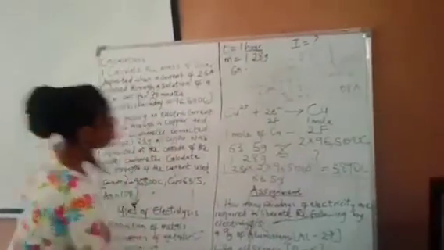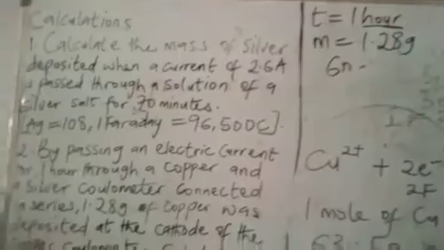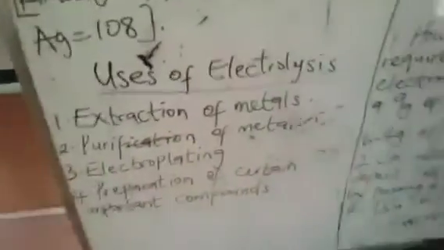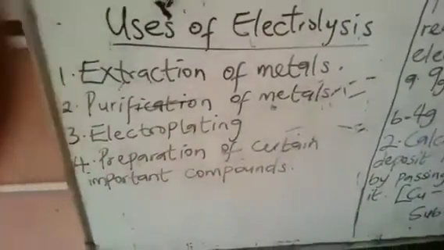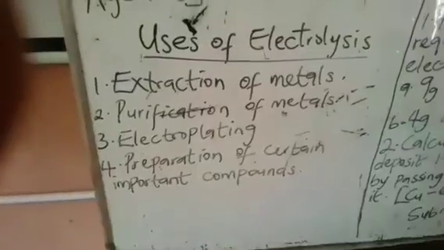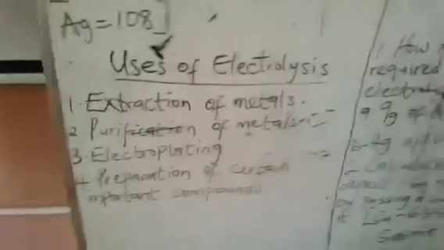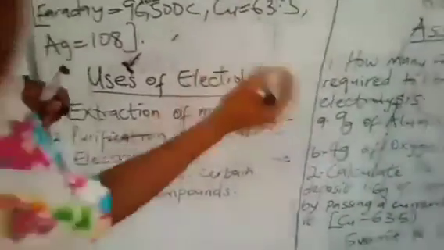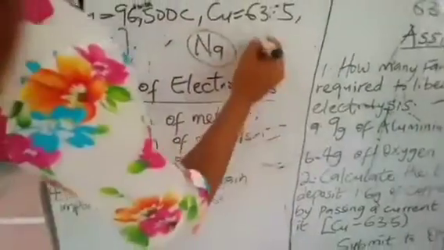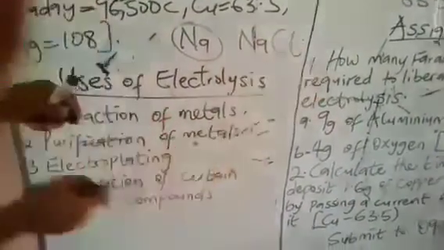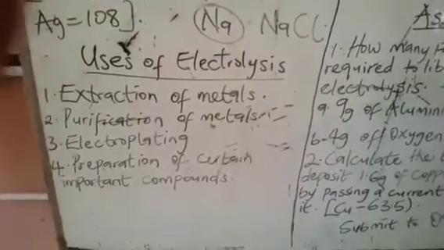I'll be looking at some of the uses of electrolysis. We have the extraction of metals, purification of metals, electroplating, and preparation of certain important compounds. Now, so many metals actually exist as ore. We already know the fact that sodium is actually a metal, and it exists as sodium chloride. That's the rock salt gotten from the sea.